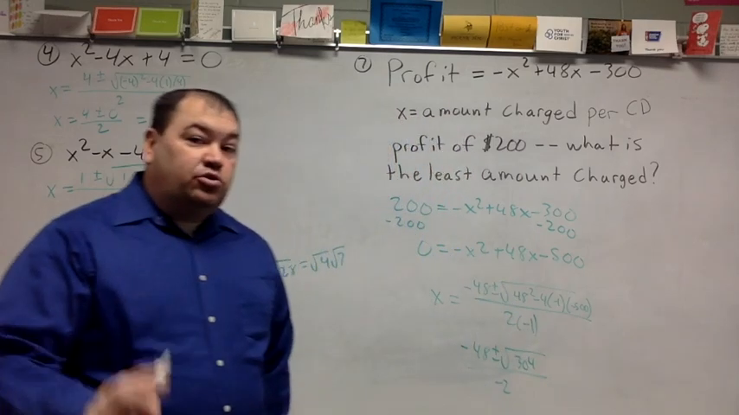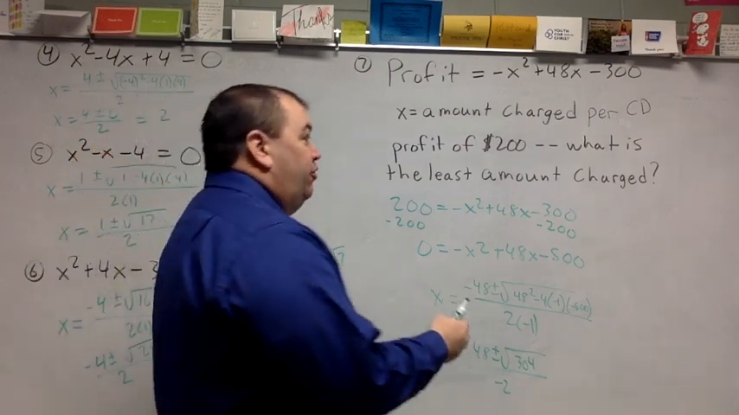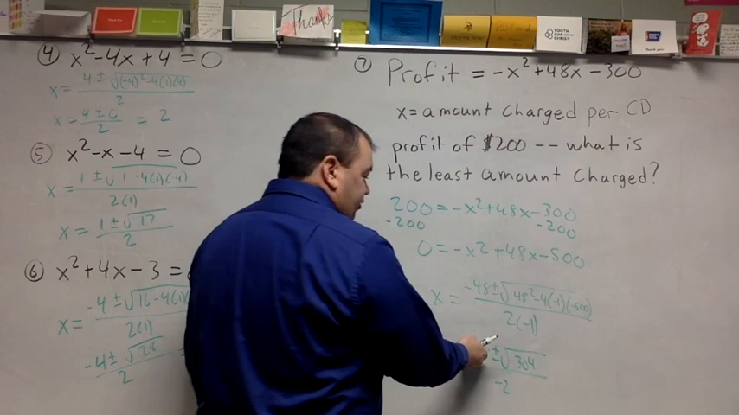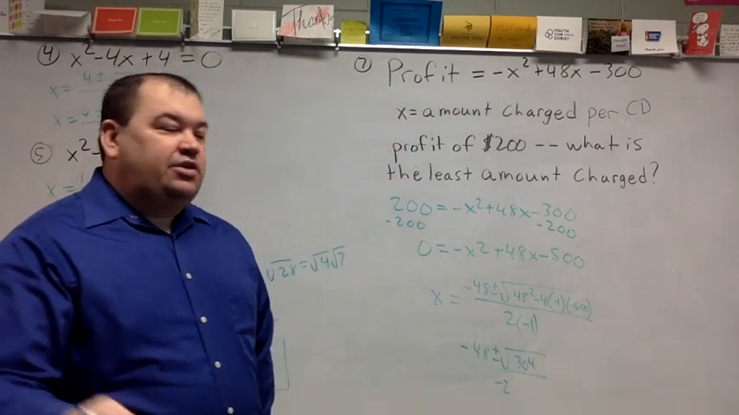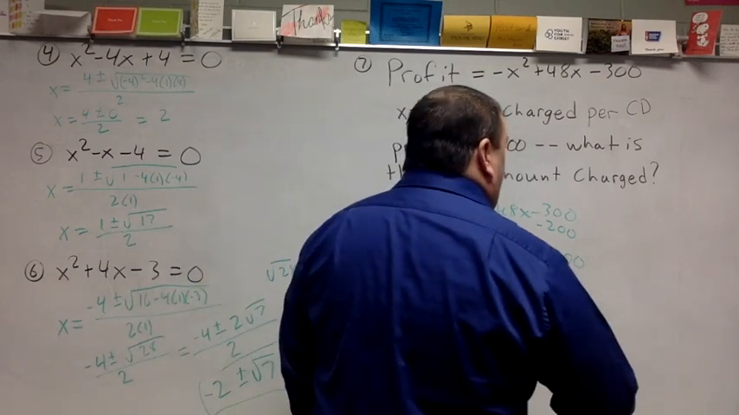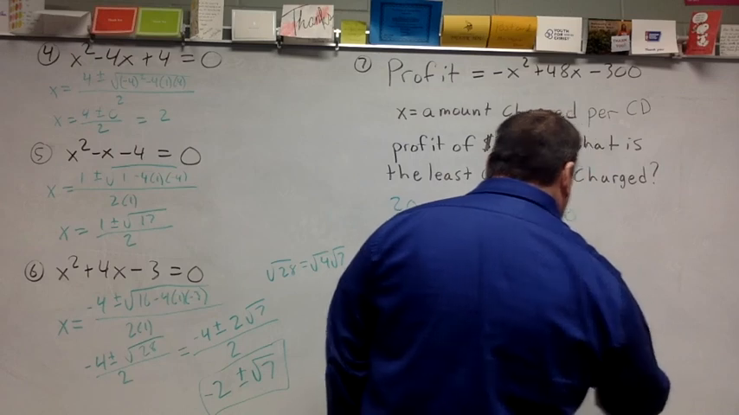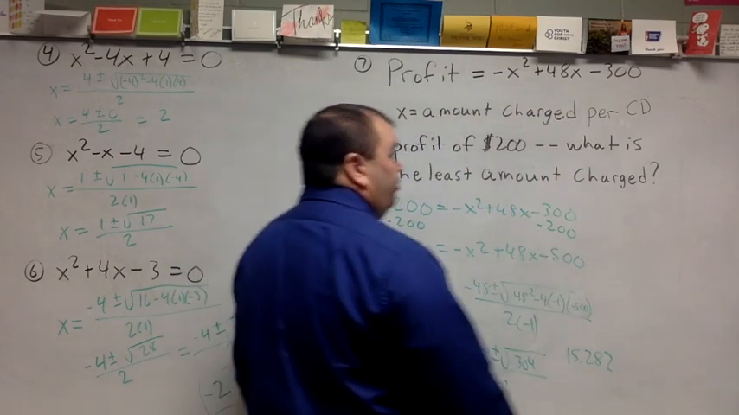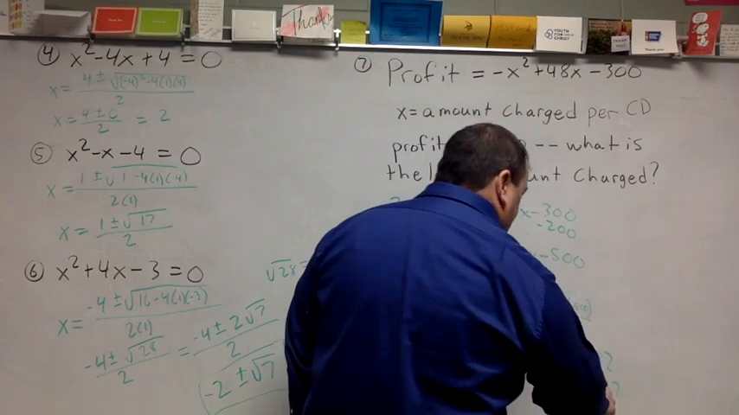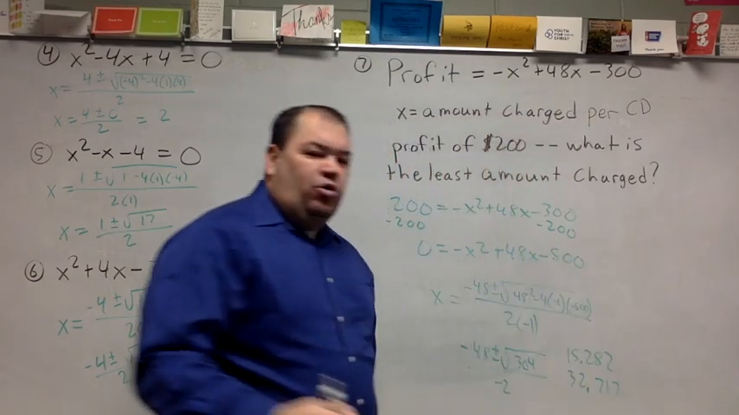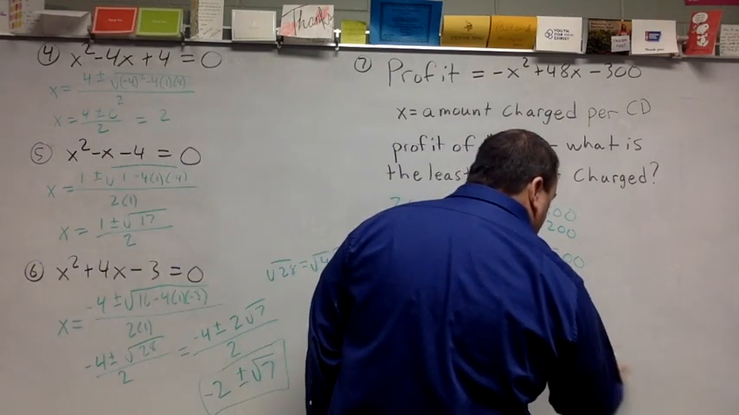So I know I'm going to get 2 answers. I got to figure out which one they're actually looking for. So if I work this out, if I take negative 48 plus the square root of 304, I'm going to use a calculator for that, divide by negative 2, I get an answer of 15.282. And when I do minus the square root of 304, I get 32.717. I'm just going to have my decimals. We know we're talking dollars and cents, so I should probably round this a little better.